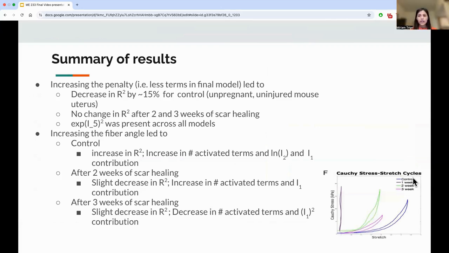So overall, we saw that increasing the penalty reduced R-squared in the control group, which had no injury and no pregnancy, but had no effect after 2 to 3 weeks of scar healing, suggesting a loss of biomechanical component post-scar formation. And that higher fiber angles increase R-squared and activated terms in the control group, while after 2 to 3 weeks of healing, R-squared slightly decreases, indicating a shift towards isotropic variance.